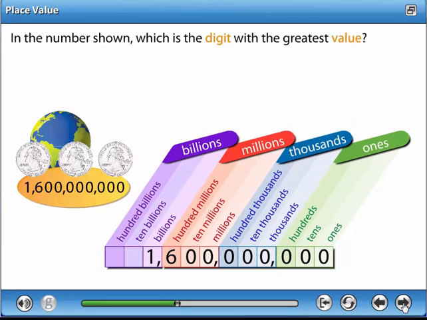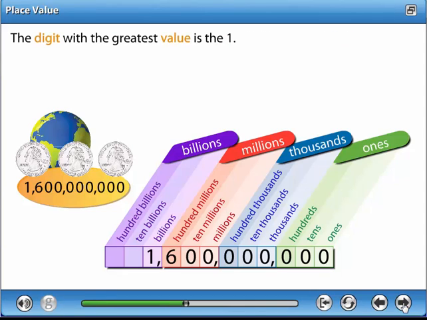In the number shown, which is the digit with the greatest value? The digit with the greatest value is the 1. 1 is in the billions place. Its value is 1,000,000,000.